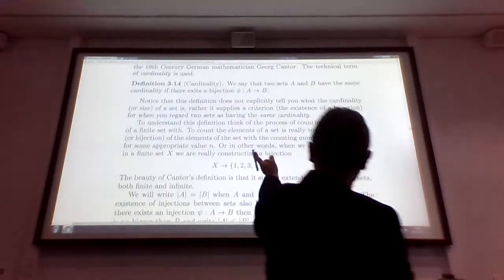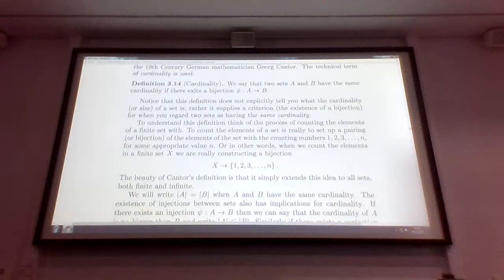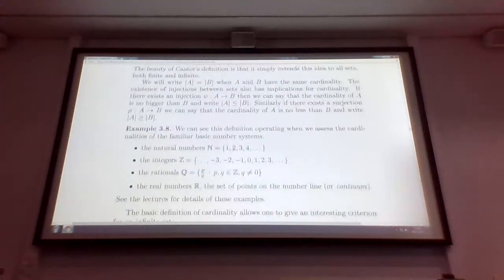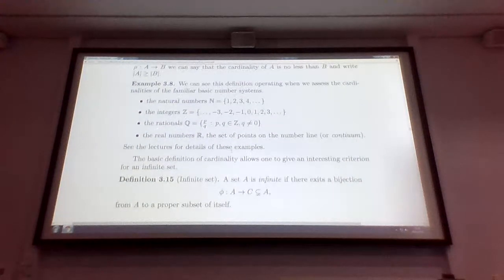It doesn't make any reference to whether A and B are finite or not. So this principle, that two sets have the same number of elements if there's a bijection between them, can apply equally well to finite sets and infinite sets. The definition doesn't really care whether the sets are finite or infinite. So let's start to look at some examples.